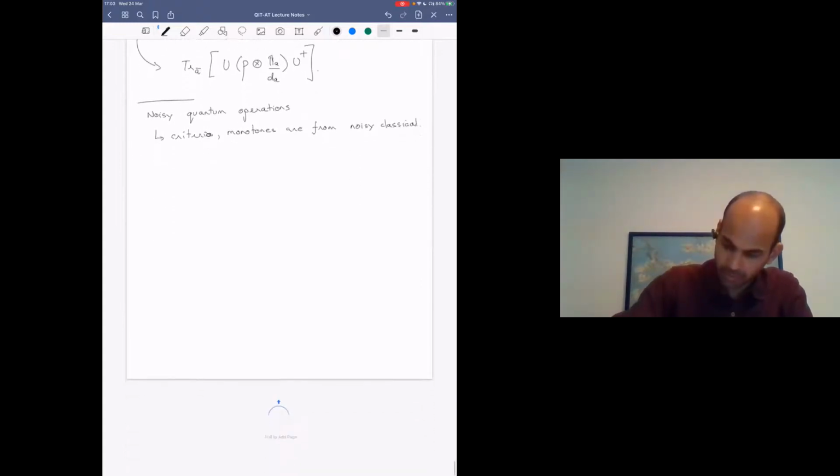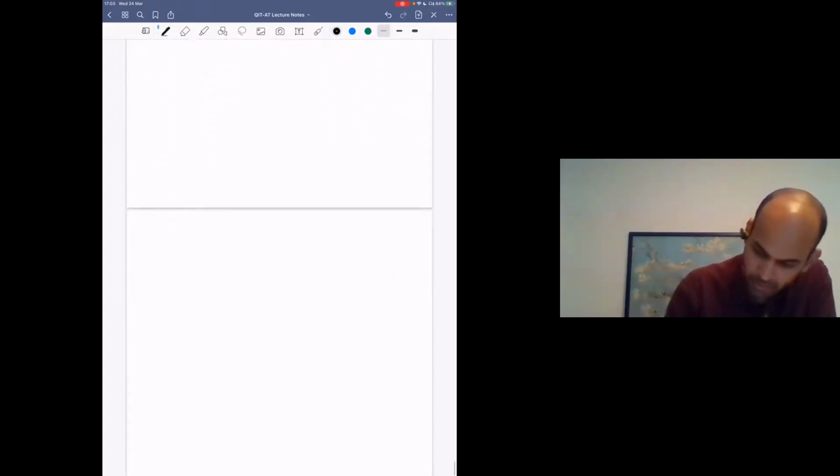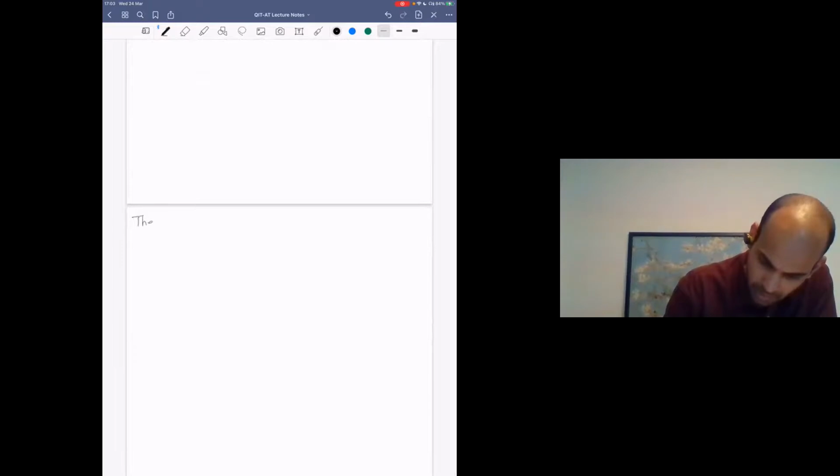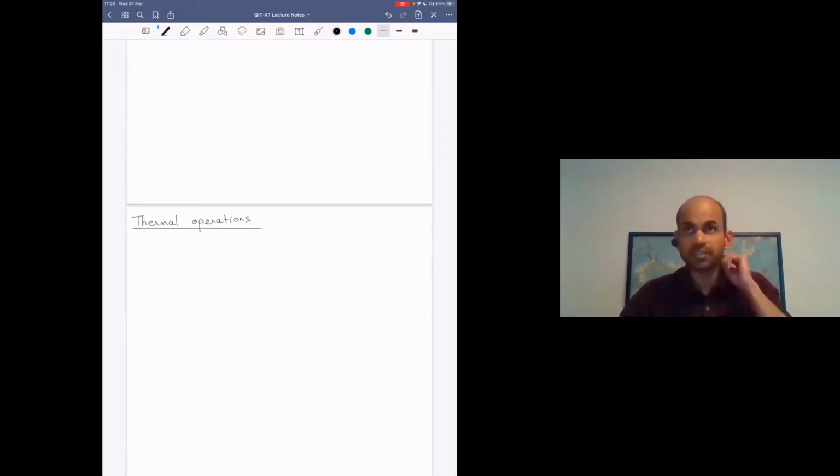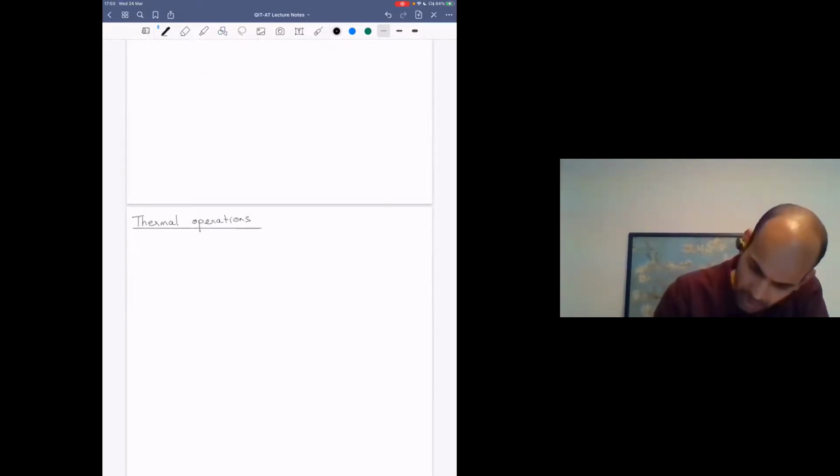Okay, so I'm going to now go forward to thermal operations, which are the basis for a very large class of quantum thermodynamic resource theories. So what is a thermal operation? A thermal operation is the following. My state space is now the density matrices rho acting on the Hilbert space H_S.